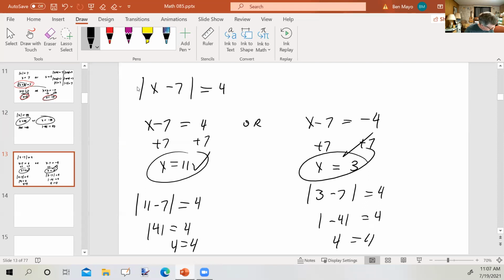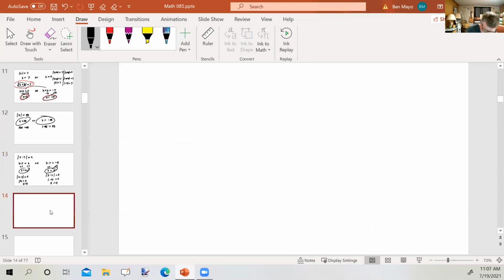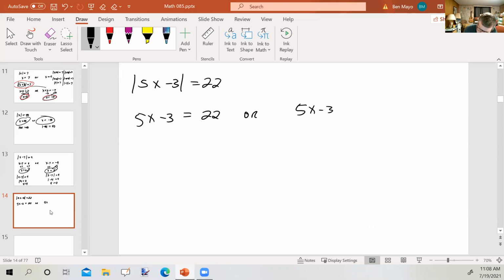Okay, let's see. How about this example? The absolute value of 5x minus 3 equals 22. So that means what's inside the absolute value bars has to either equal 22, or it has to equal the opposite of, or negative 22. Solving 5x minus 3 equals 22. We'll add 3 to both sides, and we get 5x equals 25. Divide both sides by 5, and we get x equals 5.